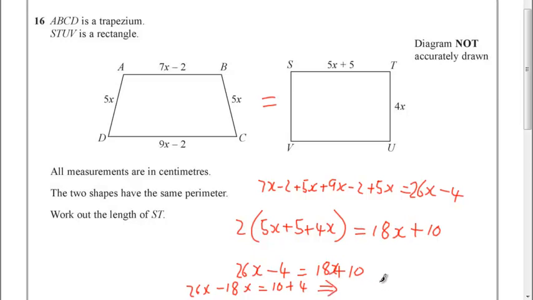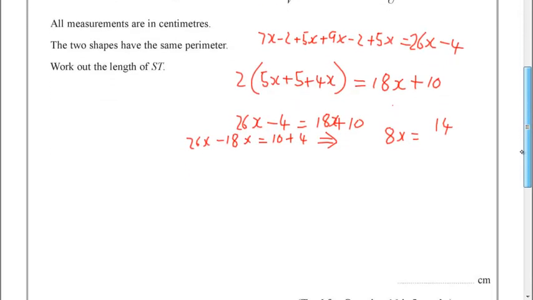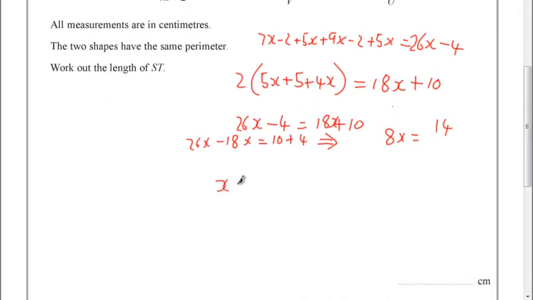So we've got 26x minus 18x is 8x equals 14. X then equals, divide both sides by 8 rather. Seven quarters, 1 3/4. It's going to be easy to put it in decimal.